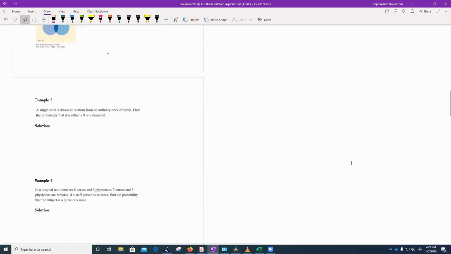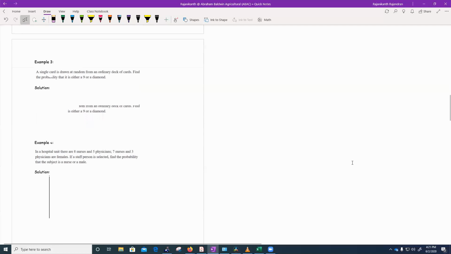Okay, so now look at this example. Example 3. A single card is drawn at random from an ordinary deck of cards. Find the probability that it is either 9 or diamond. So that means the question is finding the probability of getting number 9 or getting diamond. You could think of this as my event A, and this as event B. So the question is finding the probability of A or B, right?